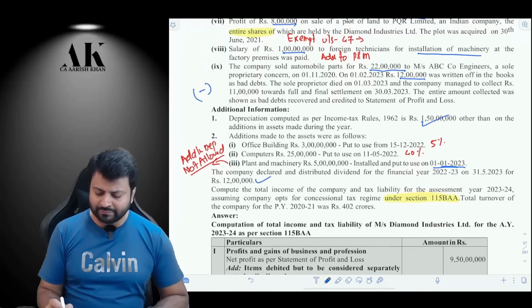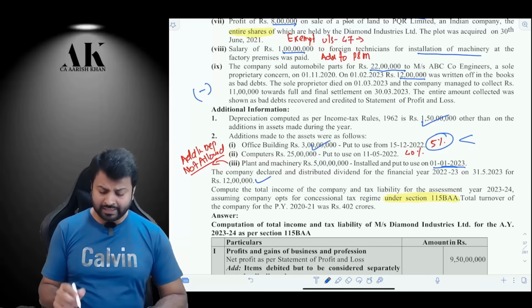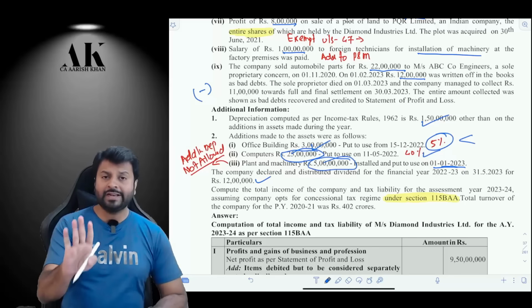Next, you can claim 1 crore 50 lakhs as your depreciation as per income tax law. You can claim 5% depreciation on office building because it is used for less than 180 days. You can claim 40% depreciation on computer because it is used for more than 180 days. And on machinery, you have to be very careful.